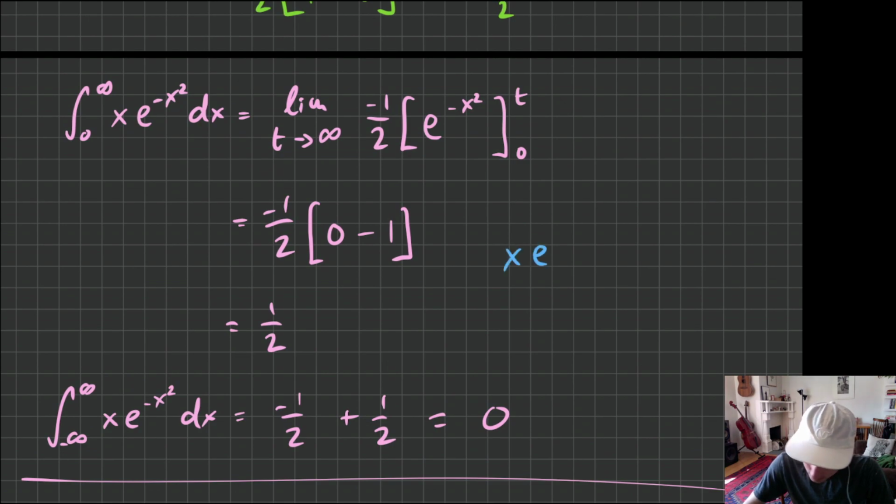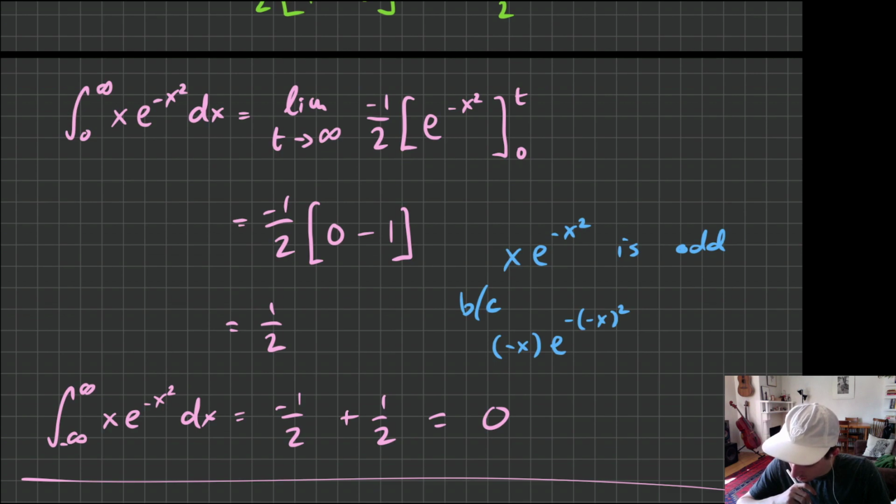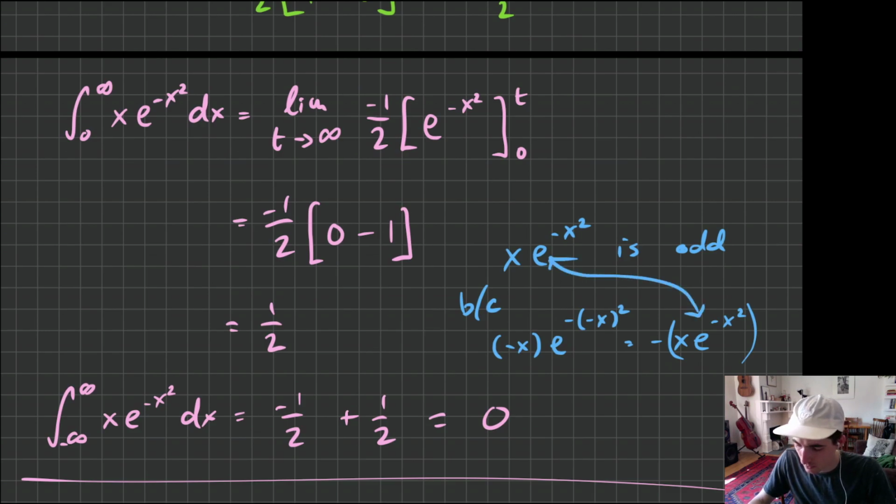X times e to the negative x squared is odd because, well, try replacing x with negative x and see what happens. If I have negative x times e to the negative x squared, well, negative x squared is the same thing as positive x squared because we're just going to square that negative. So this is equal to negative x times e to the negative x squared, which is the negative of our original function. So when you replace x with negative x, if that factor of a minus sign comes out, that means that your function is odd.